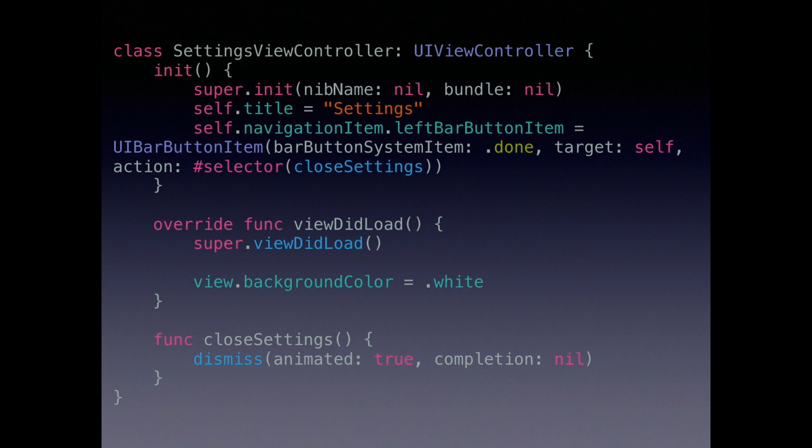And then this is all that settings view controller at the moment is. We still give it a title, we still give it a done button, and then as far as closing, we can call dismiss. Technically dismiss will dismiss whatever's currently on top, so if you had presented another one, it would dismiss that one, but most of the time the one that's calling the method is the one that's already on top.